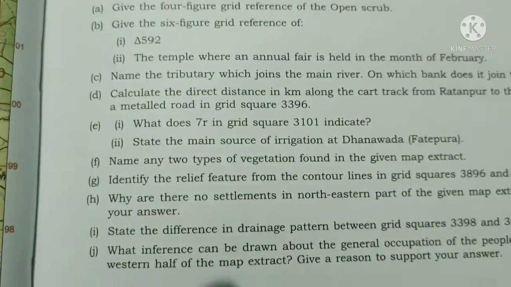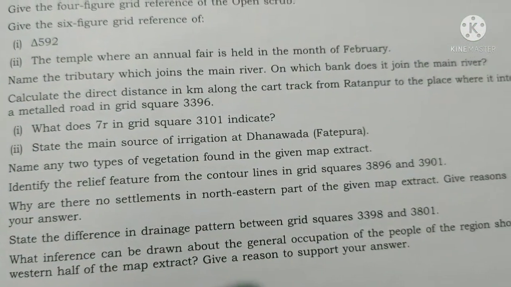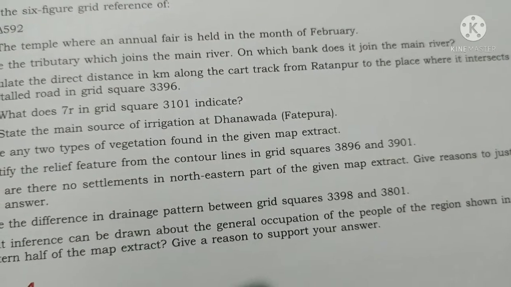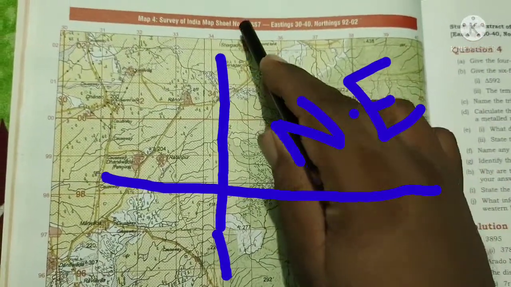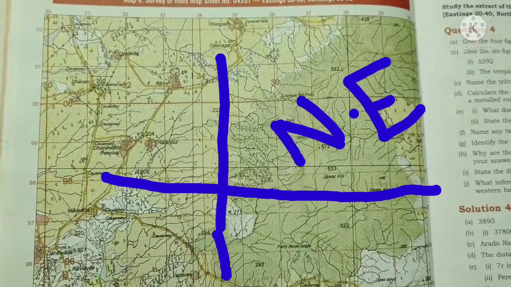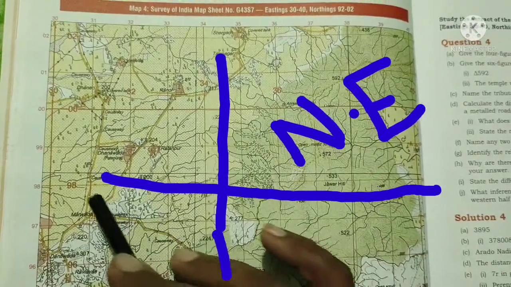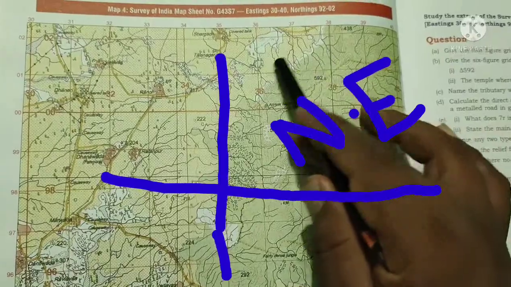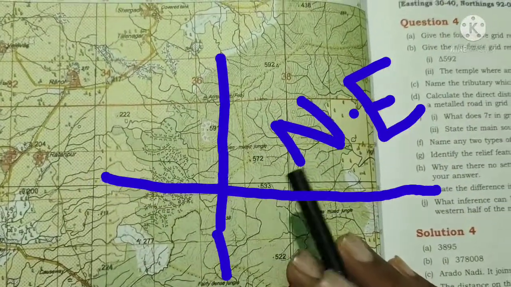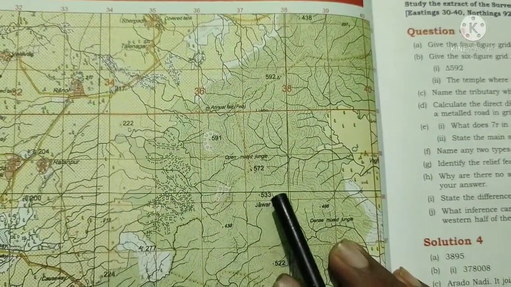Next question says, why there are no settlements in northeastern part of the given map? Give reasons. Now let's talk about the northeastern part of the map. This is north, this is south. We have already dealt with these things. This is east and this is west. So this part of the map is actually northeast part of the map. Now they are asking why there are no houses, there are no settlements here.